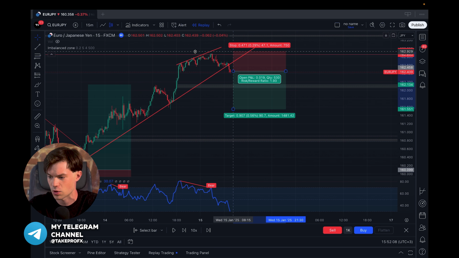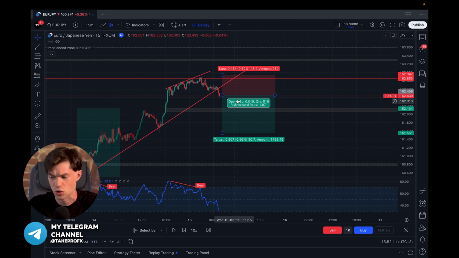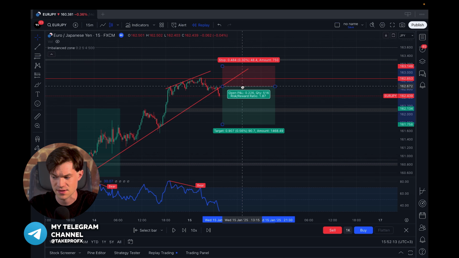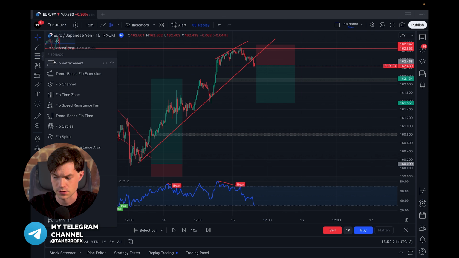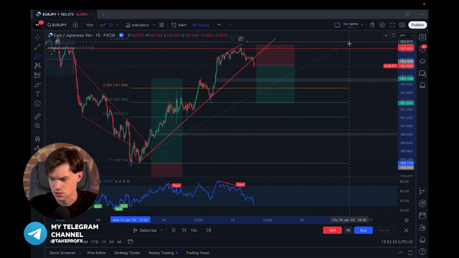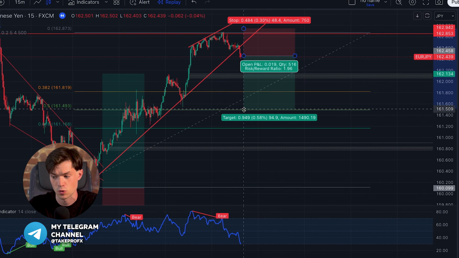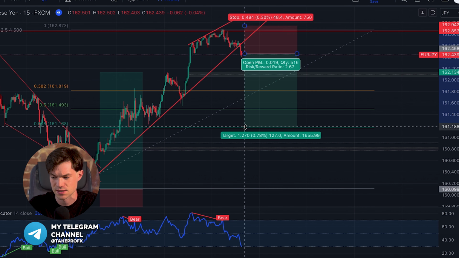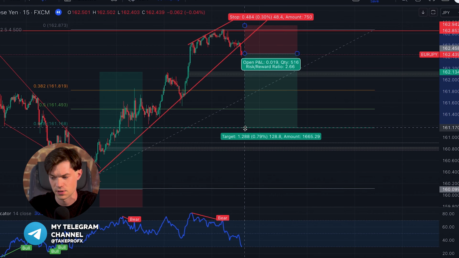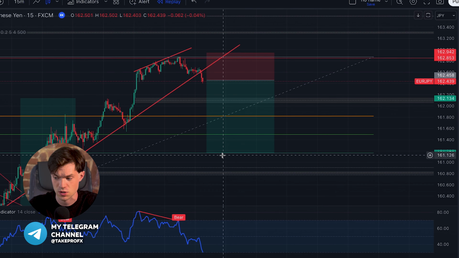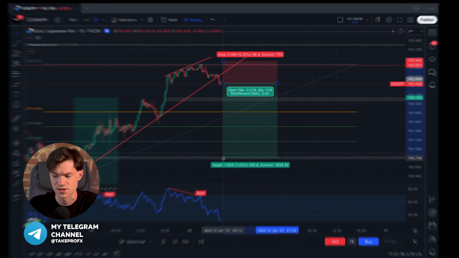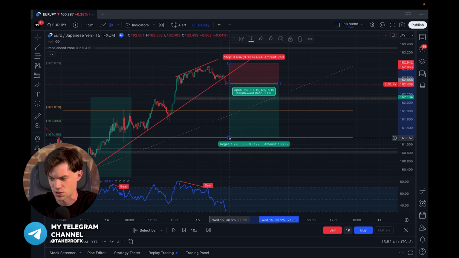We put our stop already behind the volume profile. I don't put the limit here because I understand that we have a very strong level, so I don't want to miss this trade. And let's take more Fibonacci lines and see. My nearest goal is that my trade will reach at least 0.5 or maybe 0.618. So let's see how the situation will work out, although ideally we can pull the trade up to here.